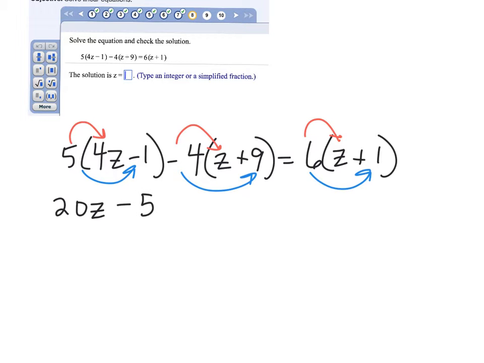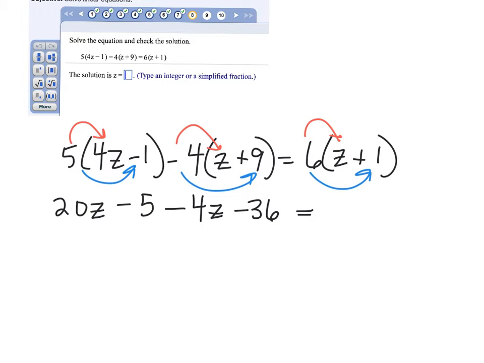Now remember, this is a negative 4 that we're distributing here. So negative 4 times z becomes negative 4z. And again, still negative 4. Negative 4 times positive 9 gives us negative 36. And then we've got equals.